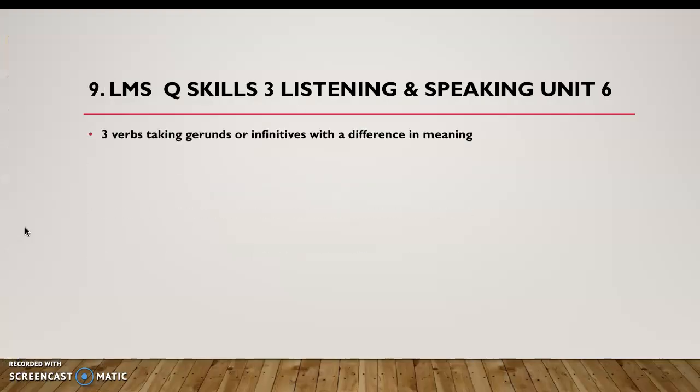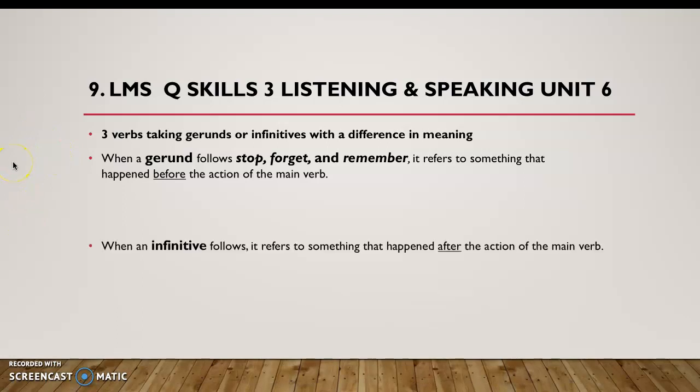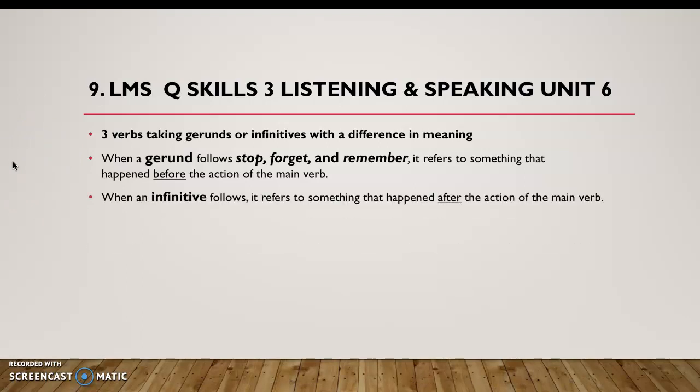There are 3 verbs that take gerund or infinitive with a difference in meaning. Let's take a look at them. When a gerund follows stop, forget and remember, it refers to something that happened before the action. When the infinitive follows, it refers to something that happened after. So let's take a look.